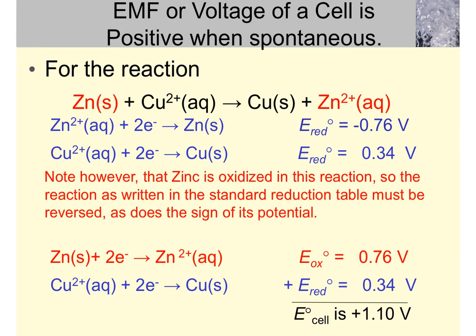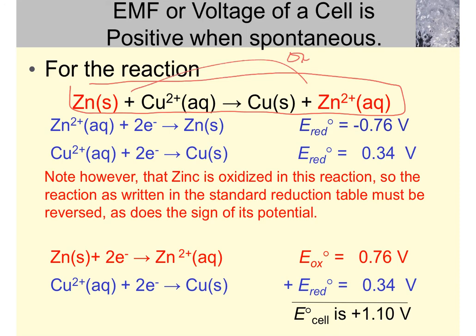So we'll do some examples. Let's look at this one, the zinc and copper one again. Here's the overall redox reaction balanced. Okay, again, zinc is being oxidized. So if you go back to the table of standard reduction potentials, the value that shows up in the table is negative 0.76. That is the potential for reducing the cation of zinc. But zinc is being oxidized.